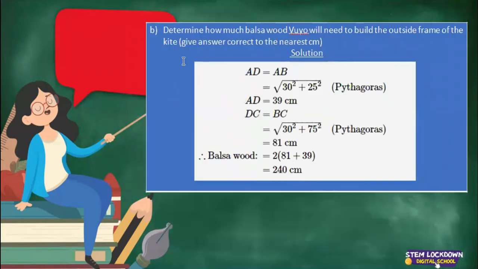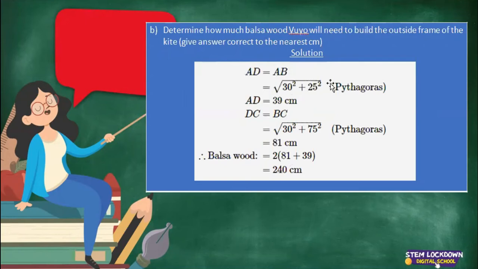So it's saying determine how much balsa wood we need to build the outside frame of the kite. So we need to find the perimeter. So we need to find AD. Say AD equals AB. Okay, adjacent sides are equal in a kite. So we need to find our length AD.